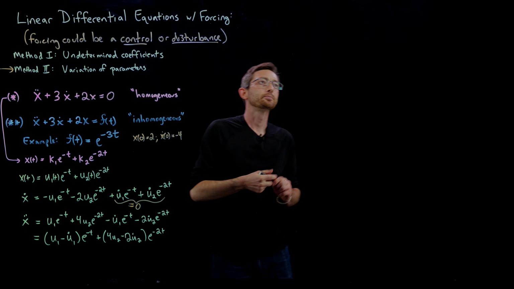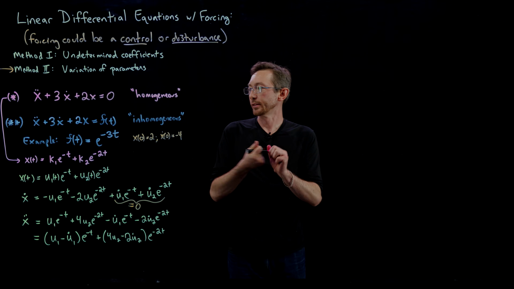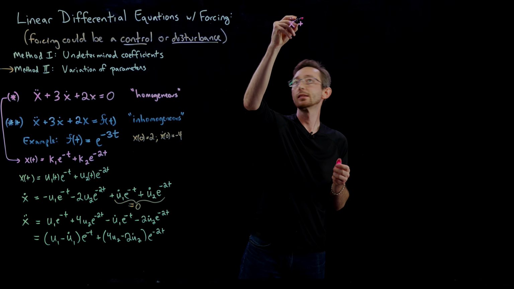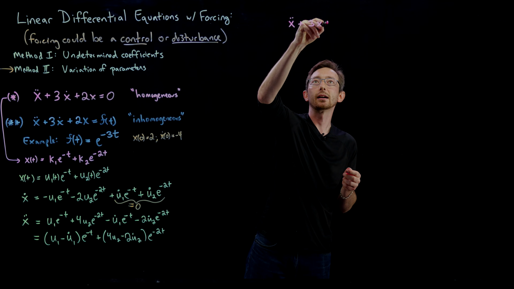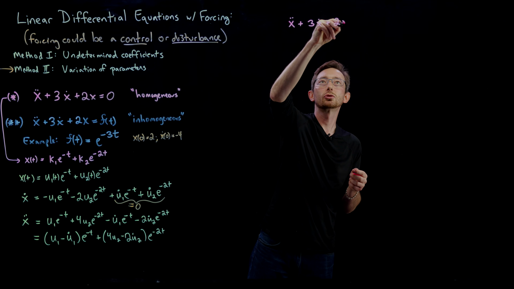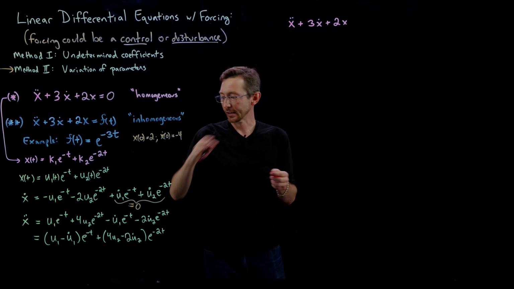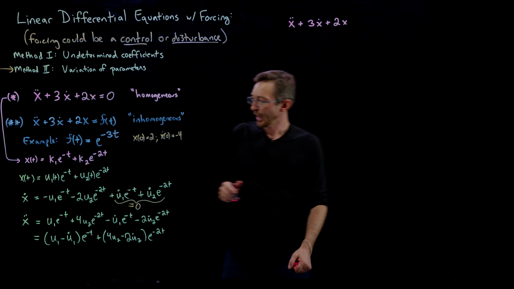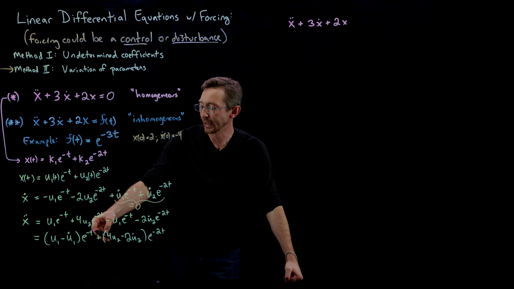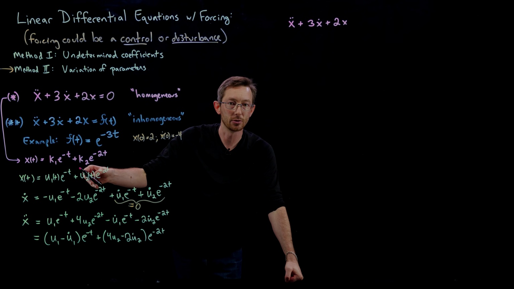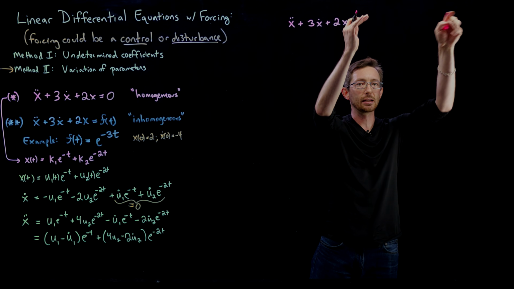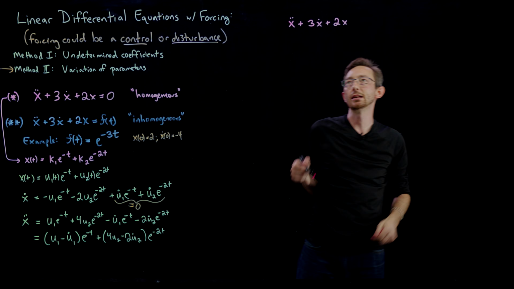So I'm just going to do it. We're going to say, what is x double dot plus 3x dot plus 2x, specifically using these expressions here. And I'm actually going to group all of my e to the minus t and e to the minus 2t terms. So I'm going to write this as a big thing, e to the minus t, plus another big thing, e to the minus 2t.